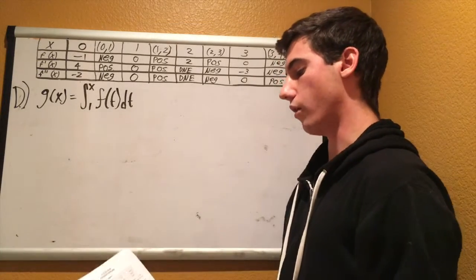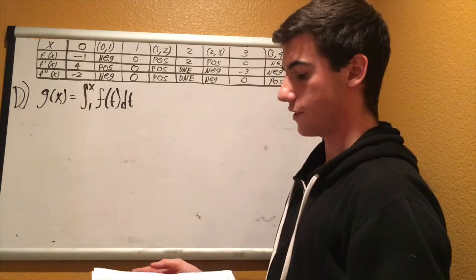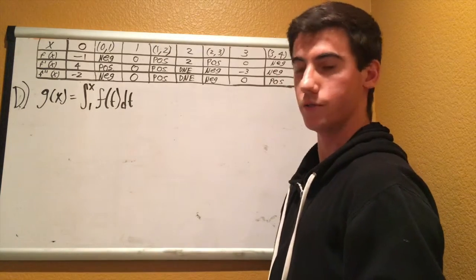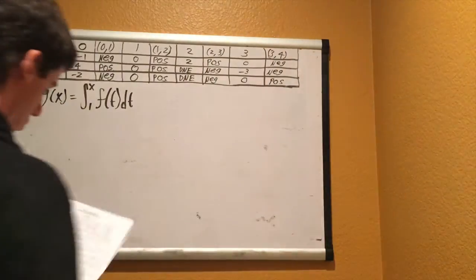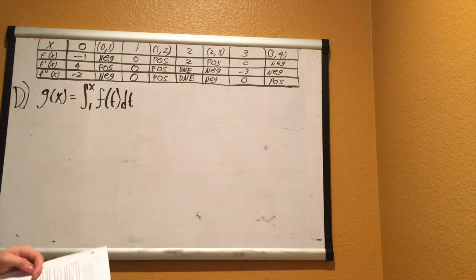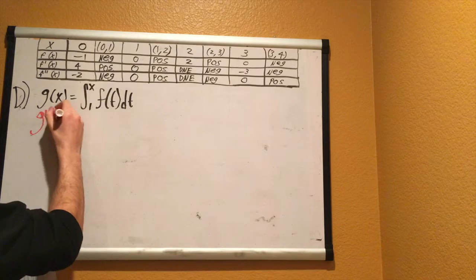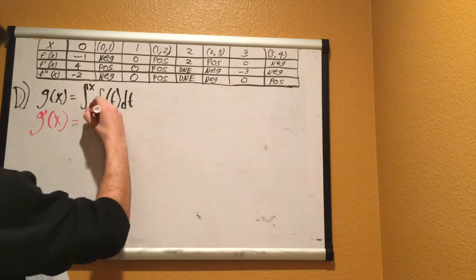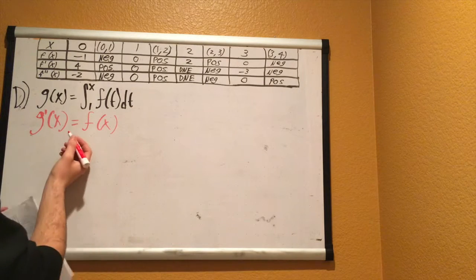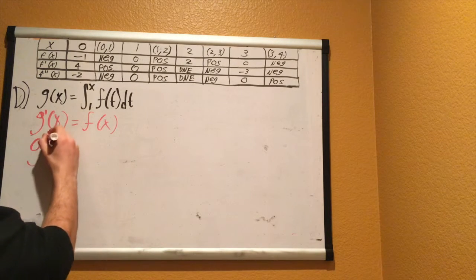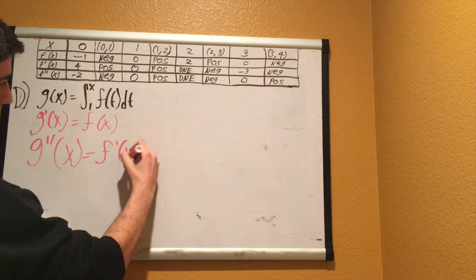Part D asks us to find all the values of x from 0 to 4 where the graph of g from part C has a point of inflection. So, from part C, we know that the derivative of g of x is equal to f of x. And for the point of inflection, we need to find the second derivative. So the second derivative of g of x equals the derivative of f of x.